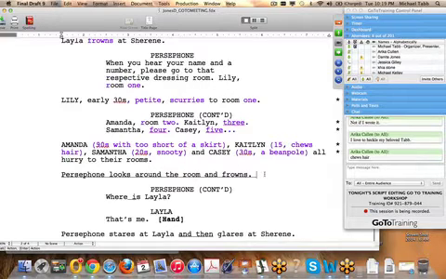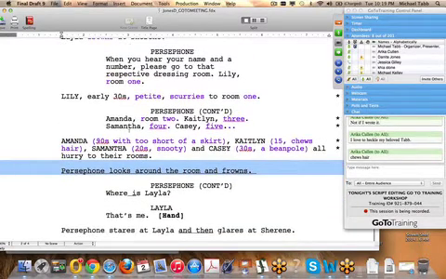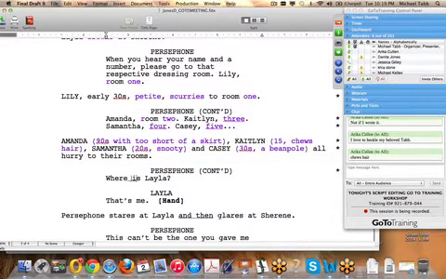Persephone looks around the room and frowns. You just had Layla frown at Shireen. Do we need a frown here? Persephone, no, I don't. Okay. I wanted Persephone to look for Layla. And I really think the actor's going to figure that out when she's asking for someone she doesn't know who she is. Okay. Yeah.